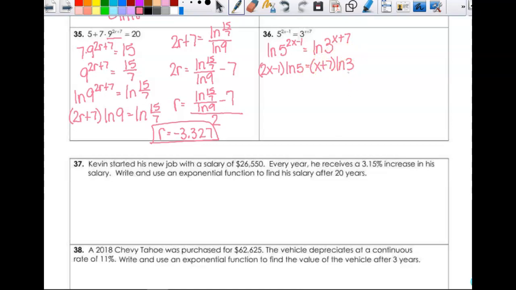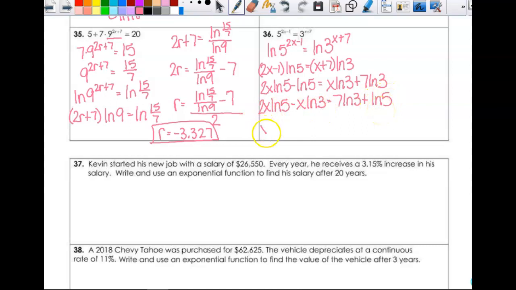So I can't just start dividing here. Since I have the binomials on both sides, I have to distribute. So I'm going to get 2x natural log of 5 minus the natural log of 5 equals x times the natural log of 3 plus 7 natural log of 3. So I'm going to get all my terms with an x on the left-hand side, everything else on the right-hand side. So I get 2x times the natural log of 5 minus x natural log of 3 equals 7 natural log of 3 plus the natural log of 5.